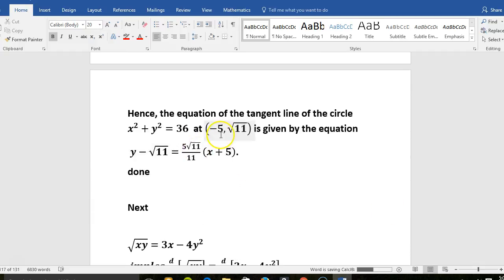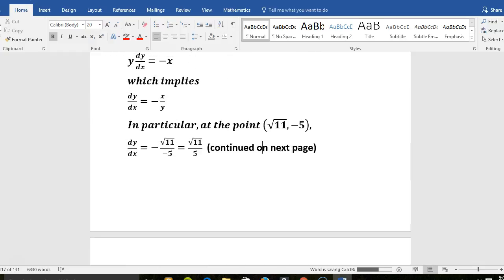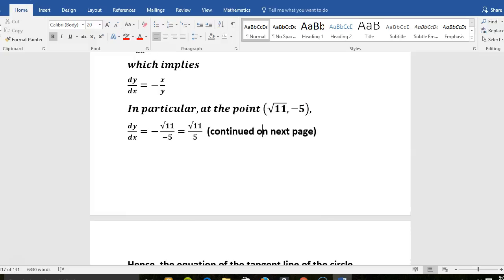And okay, now, what we have found is that the slope is positive radical 11 over 5. Just positive all the way, radical 11 over 5. That's our slope. Remember, derivative is slope. dy/dx is our slope. That's the slope of the tangent line at that particular point, namely this point right here. So what's the equation of the tangent line at this point right here? Let's say that we're asked for that.